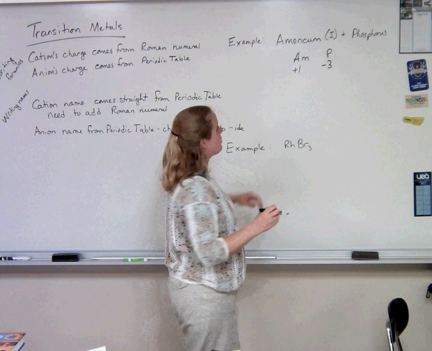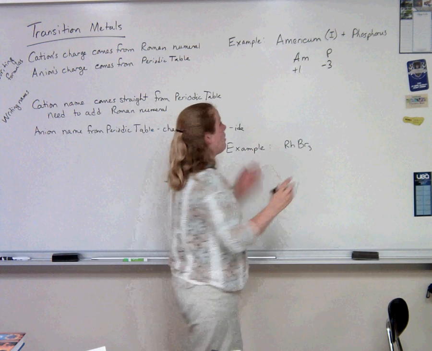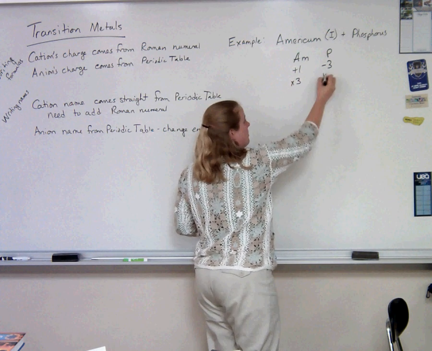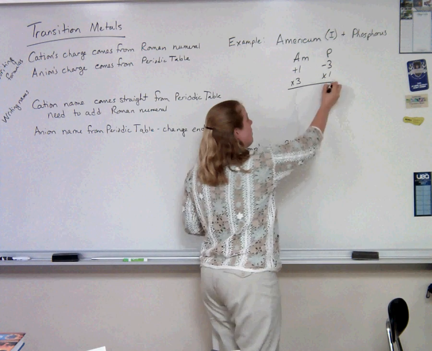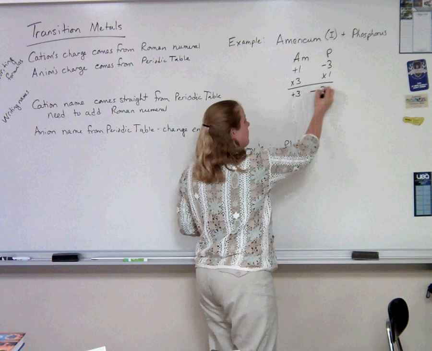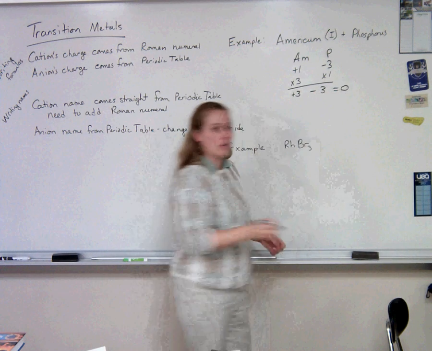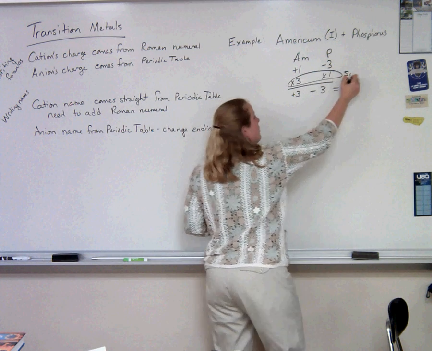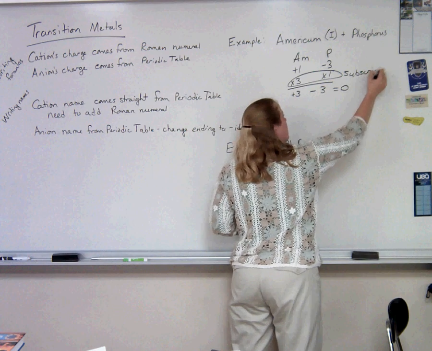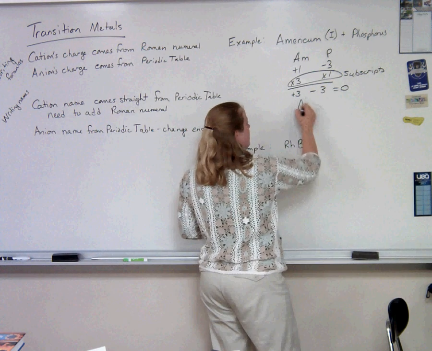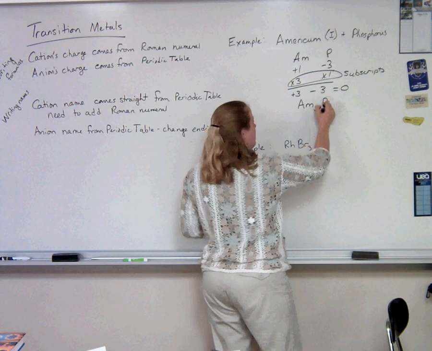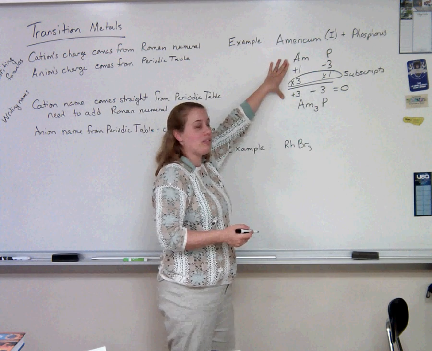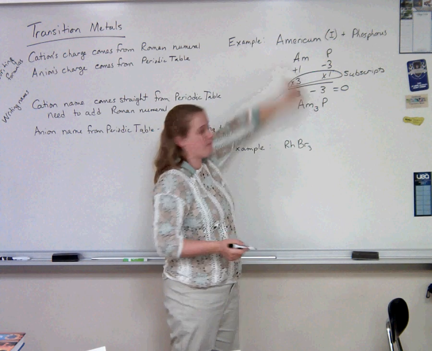So, what's the lowest common multiple of 1 and 3? It's 3. In order to get this to be 3, I need to multiply by 3. In order to get this to be 3, I need to multiply by 1. So this is +3, -3, so it equals 0. And that's our goal, to get the whole thing equal to 0. Now these are our subscripts. So our final answer is Am3P. So the rest of it is just like what we were doing in class. The only difference is where this number comes from.